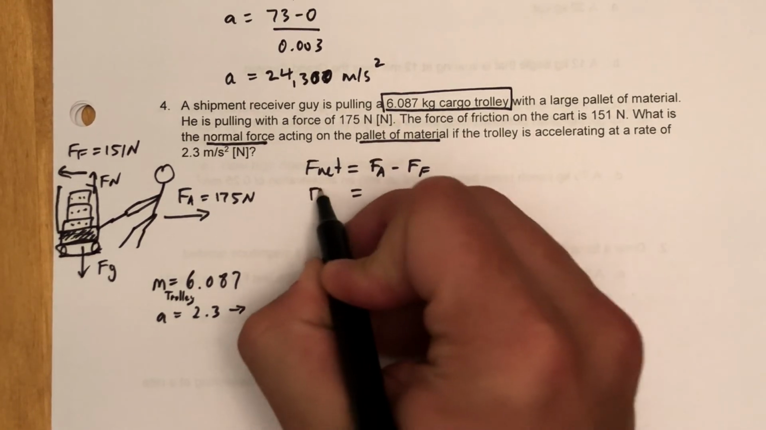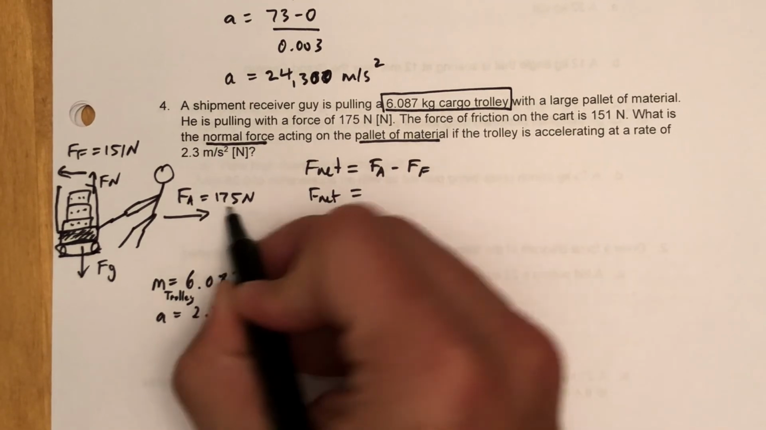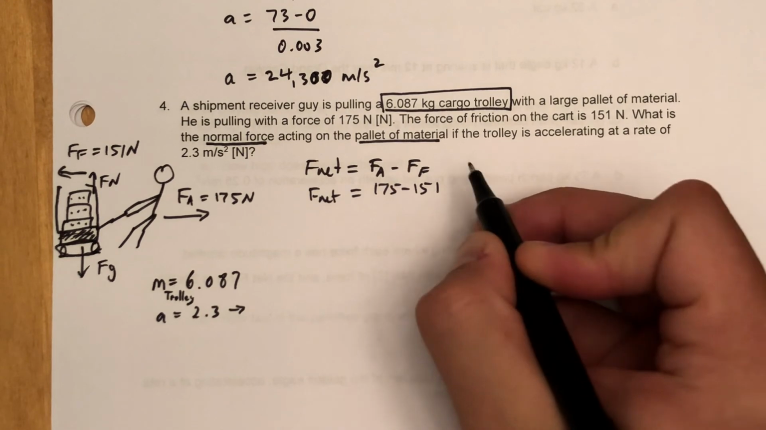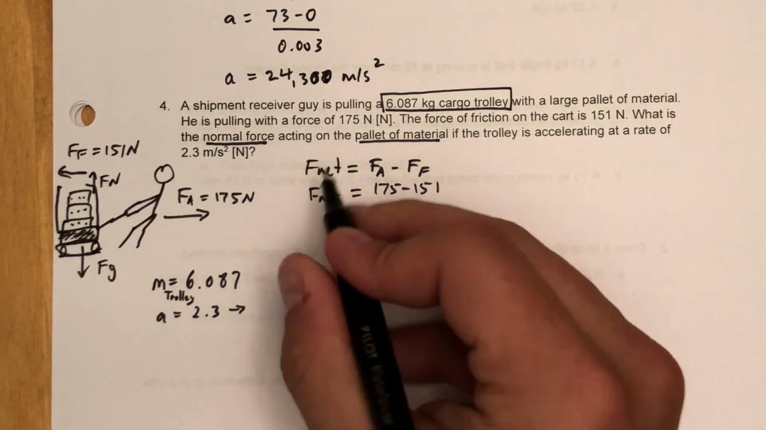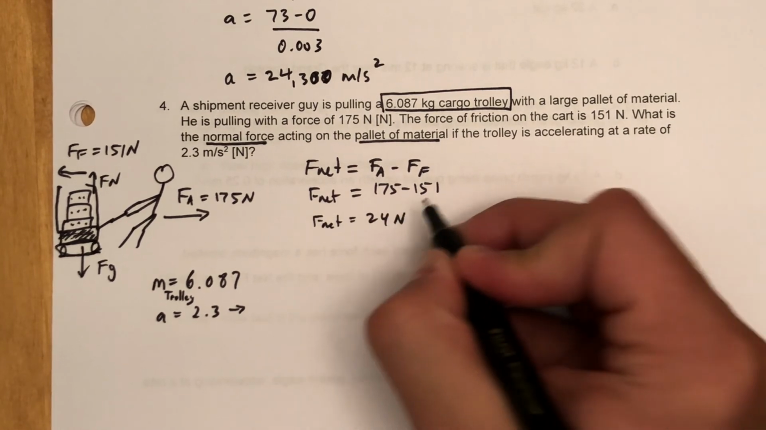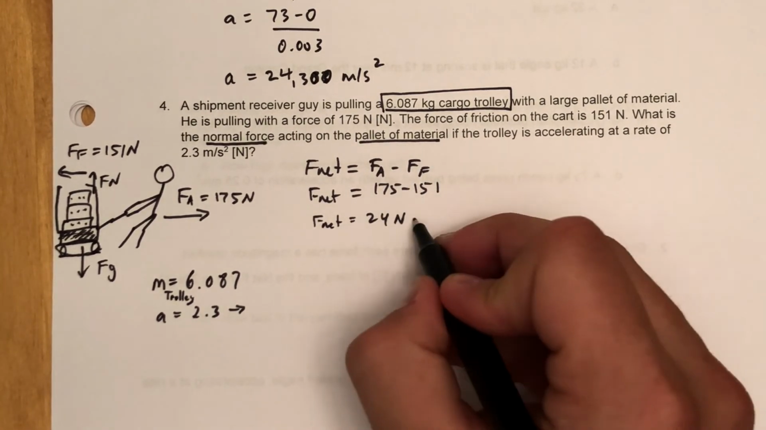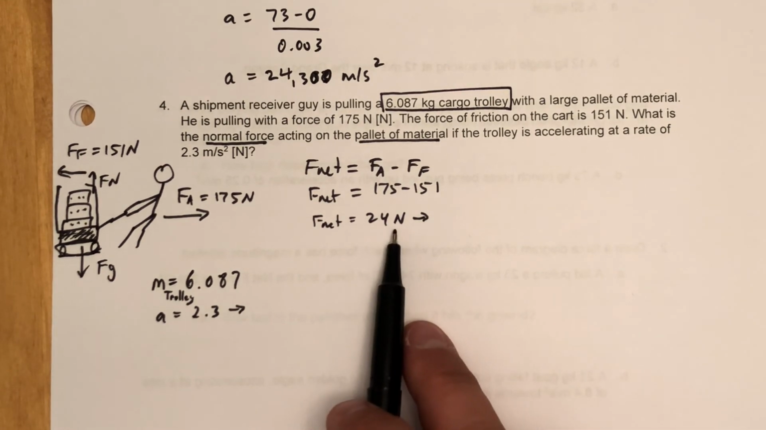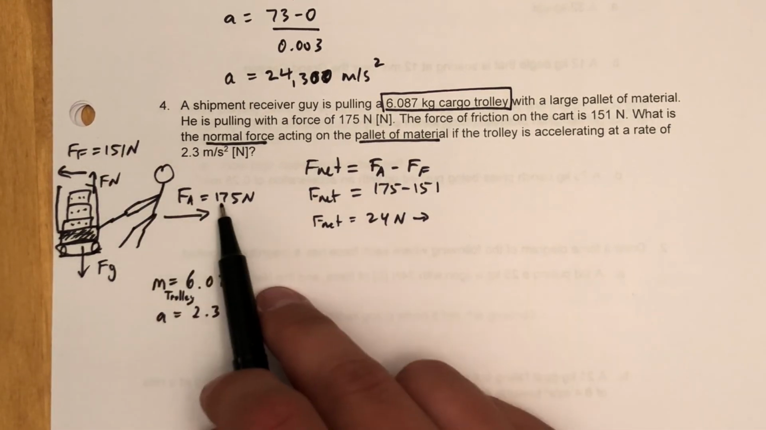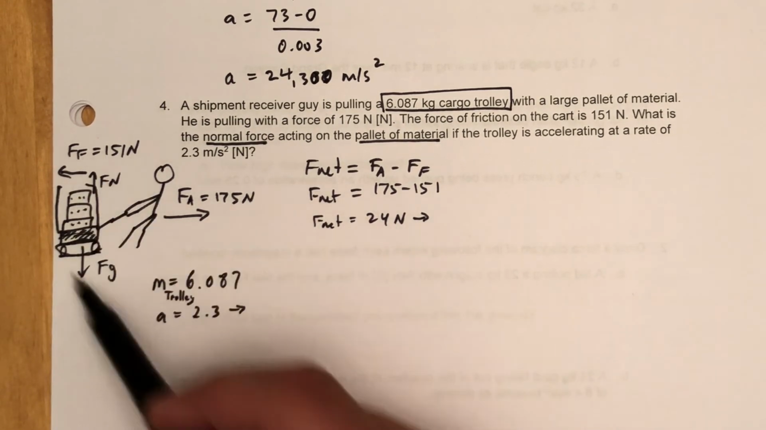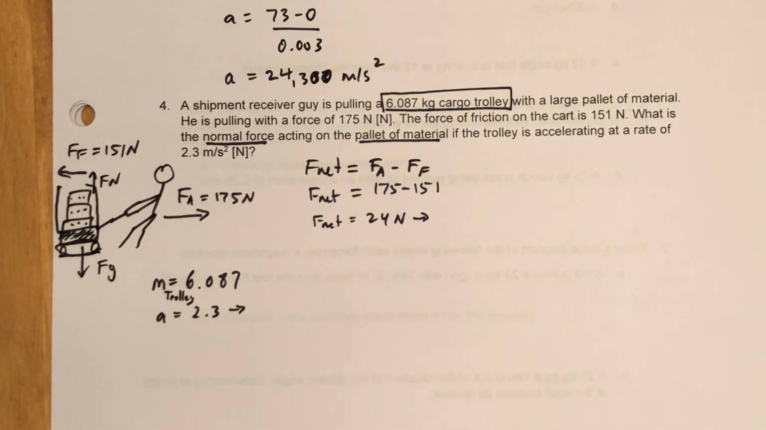Okay. Our F net, our applied force is 175 minus 151. That is going to be your total net force. That is 24 newtons off to the right. Now that we have our total net force based on our applied force and our frictional force, we can now say, well, what is the total forces involved over here?